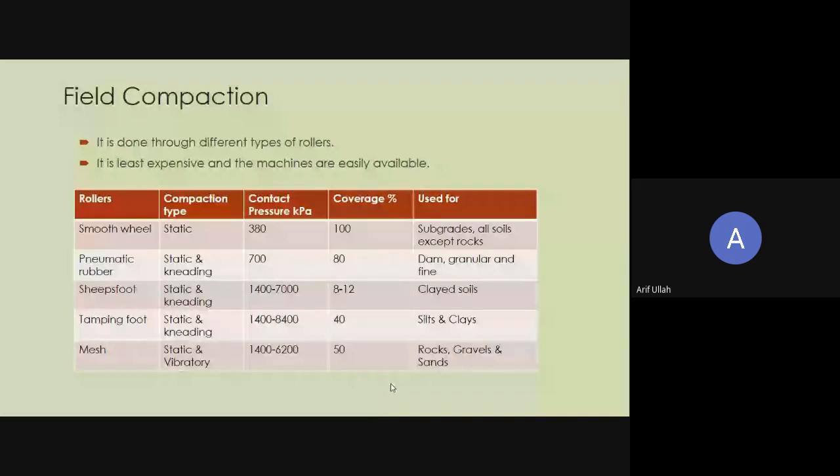And the other is field compaction. It is done through different types of rollers. It is least expensive and machines are easily available.